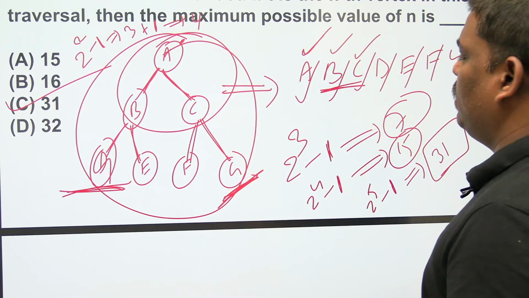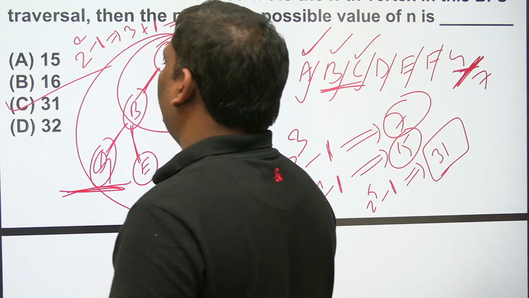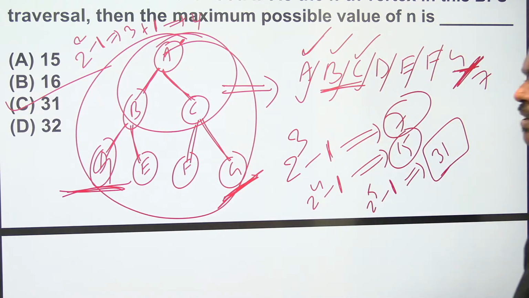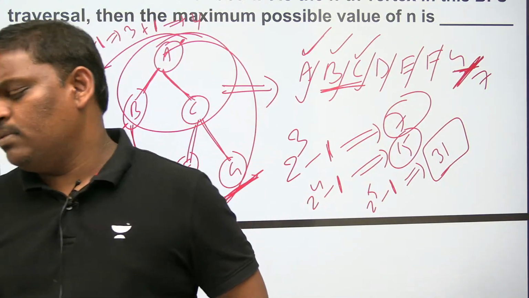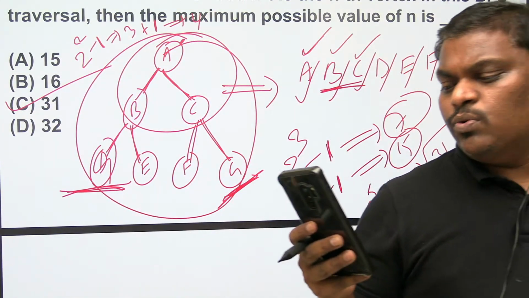Plus 1 you do. 16. Answer is 16. Right? If at all minimum, I think 16. If at all minimum 16, if at all maximum 31. It's a nice problem. I want to say to you, basics only people will ask.